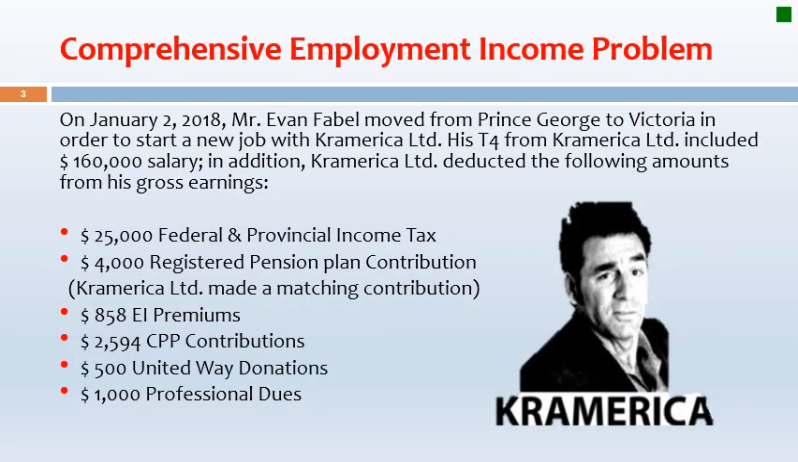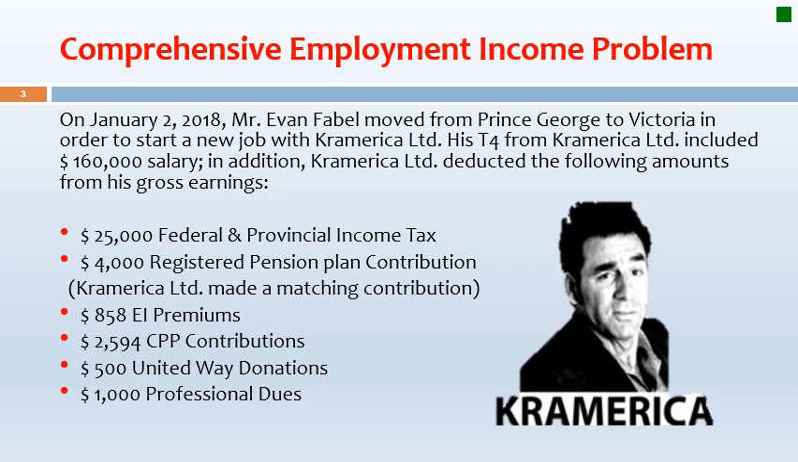I'm going to walk you through example 8 from the chapter 4 worksheet. If you haven't printed it out, you might want to do that, or at least open it up in another window so you can refer back to it. I'm going to briefly walk through the narrative and then address each individual line item separately. So this narrative is about an employee, Mr. Evan Fable, who moves from Prince George to Victoria in order to start a new job with Cramerica Limited. So he receives a T4 from Cramerica at the end of the year, and that includes $160,000 in gross salary.